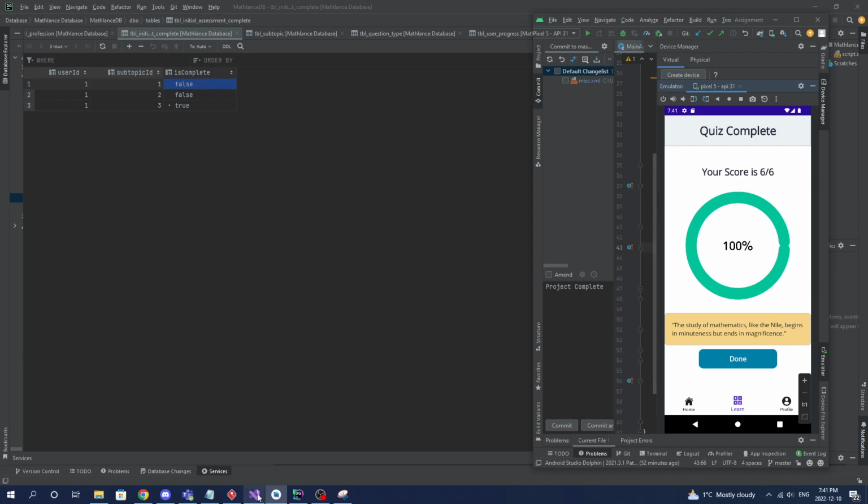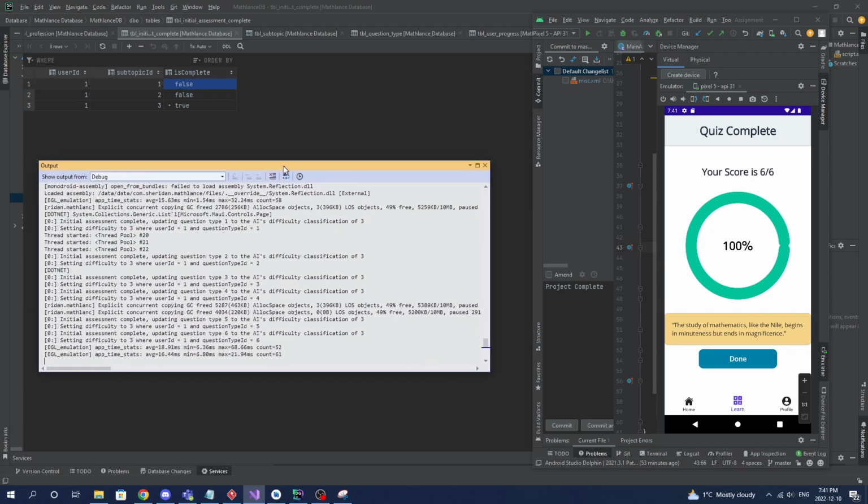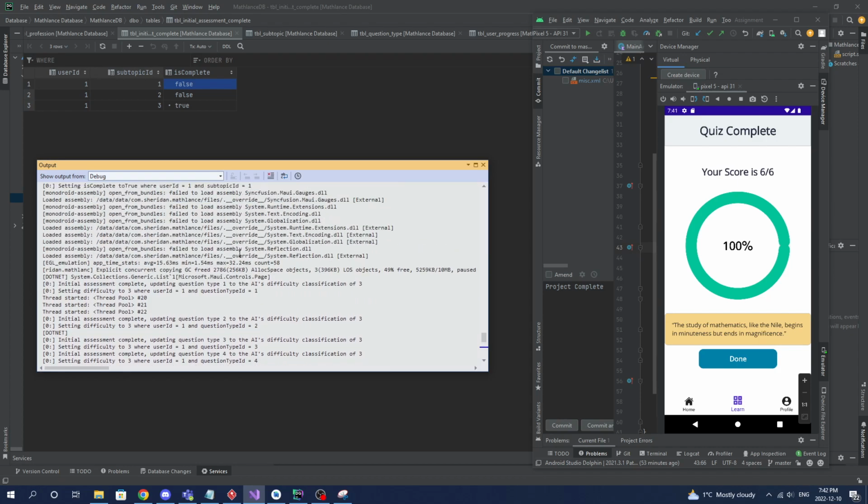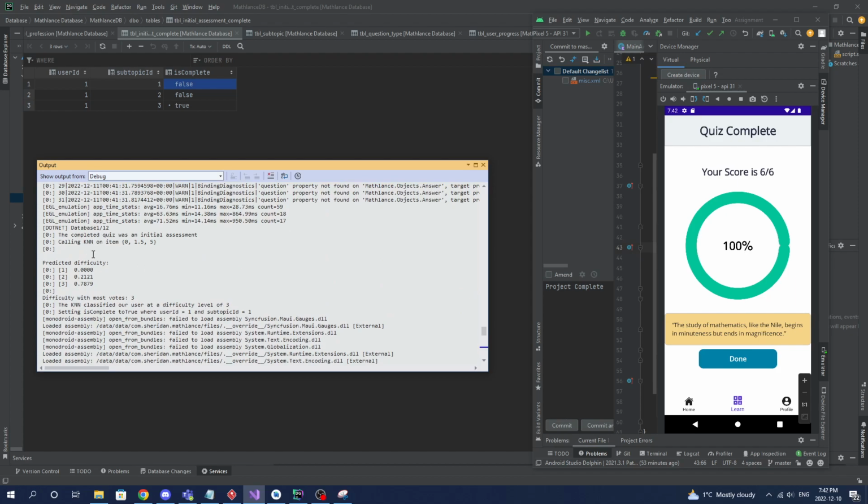What does that mean? I want to actually pull over this. These are some output lines I've written for the application, just so we can see. And this is from the run just now. Okay, here we are. Initial assessment is complete. So, the completed quiz was an initial assessment. Now, based on our results, this is output from the AI algorithm. The predicted difficulty is going to be, with 78% confidence, level 3. So, difficulty multiple is level 3. KNN classified our user at a difficulty level of 3.